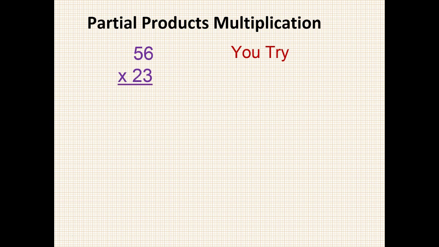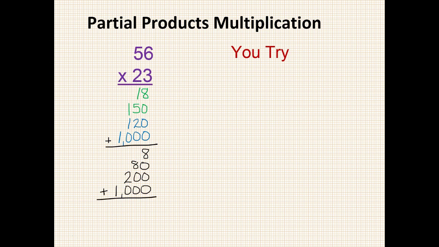Did you start by multiplying each digit in the number 56 by the 3 in the ones place of the number 23? 3 times 6 equals 18, and 3 times 50 equals 150. Did you multiply each digit in the number 56 by the 2 in the tens place of the number 23? 20 times 6 equals 120. 20 times 50 equals 1,000. Did you add the products? Did you get 1,288 for your final answer?